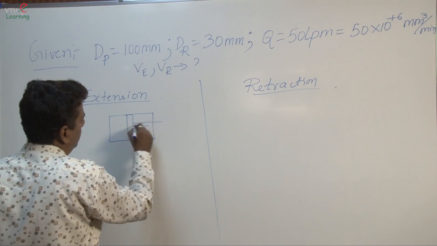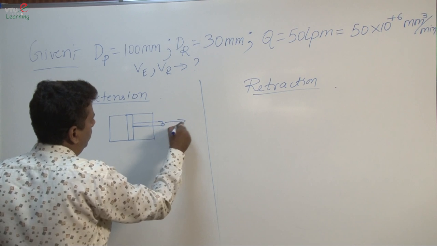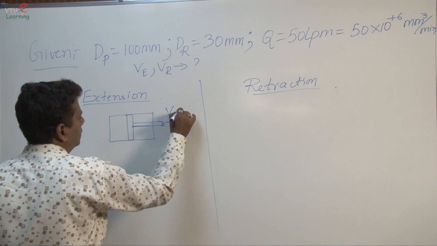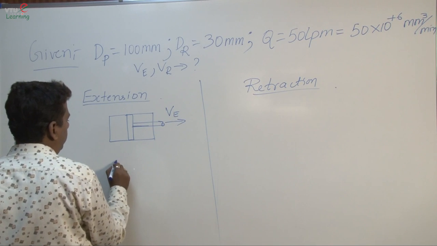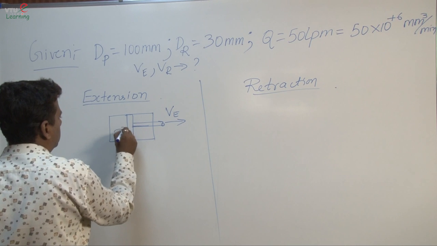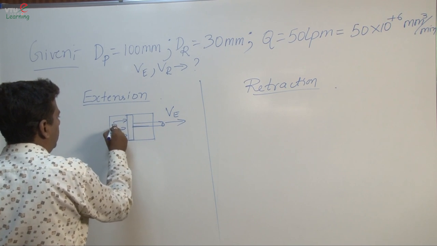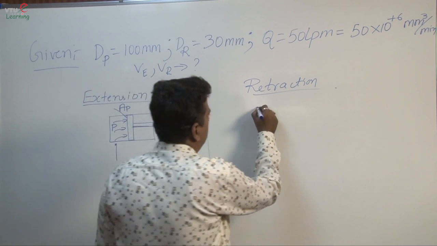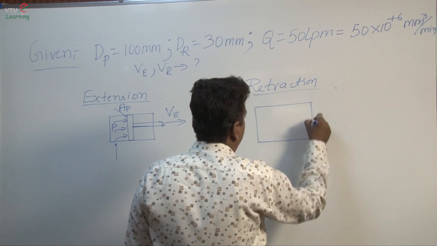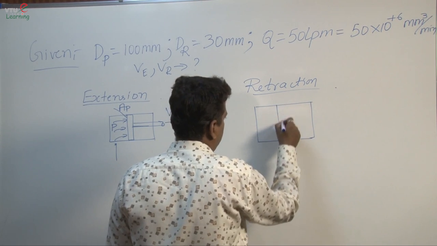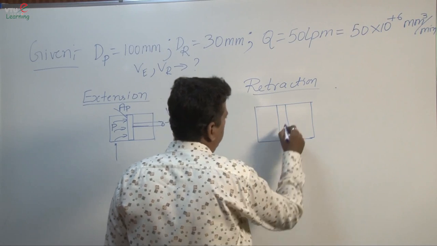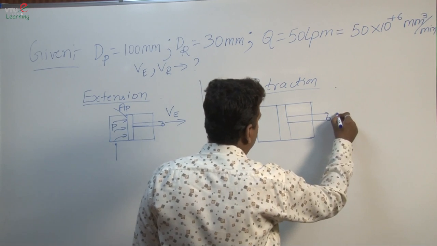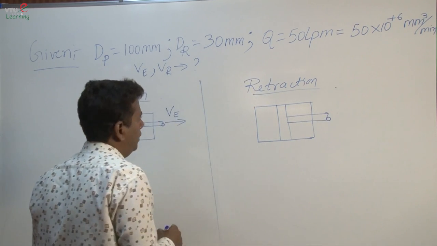The piston will be moving like this with a velocity, and the fluid will be entering here. So this is the pressure P and the area of the piston. In case of retraction, the fluid is entering like this. Sorry, extension and retraction, okay.